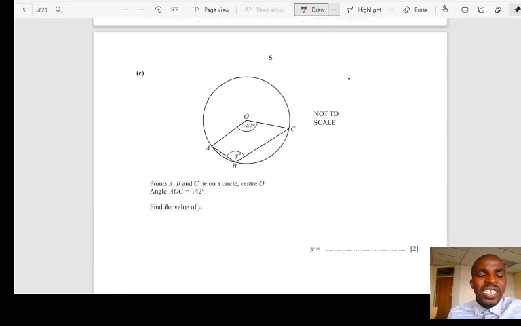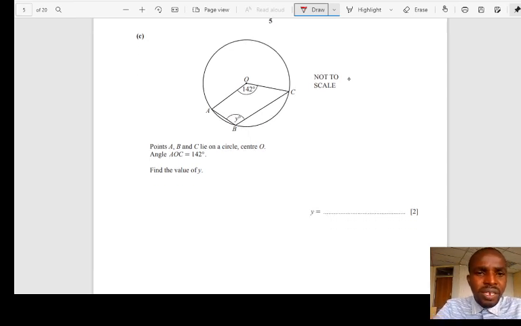Then part C. Points A, B, and C lie on a circle, center O. Angle AOC is equal to 142 degrees. Find the value of y. Let's find the value of y here. What you have to note is you have to apply the concept. This angle is actually 2 times y. The angle at the center is twice the angle at the circumference of a circle. So if this one is y, angle ABC, then that one will be 2 times y.